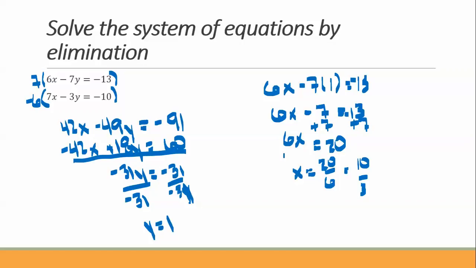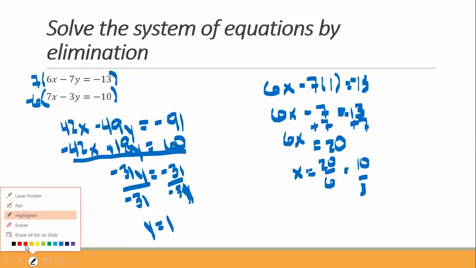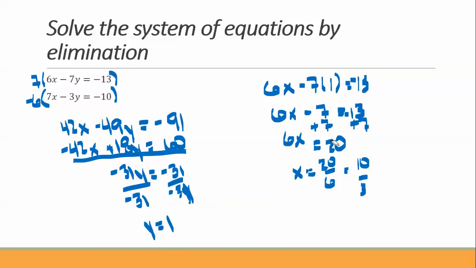So when we add 7, so when we add negative 13 plus 7, we get negative 6. So x equals negative 1 when we divide both sides by 6. The reason I knew it wasn't going to work out was because there was no way to have the fraction work in the other equation.